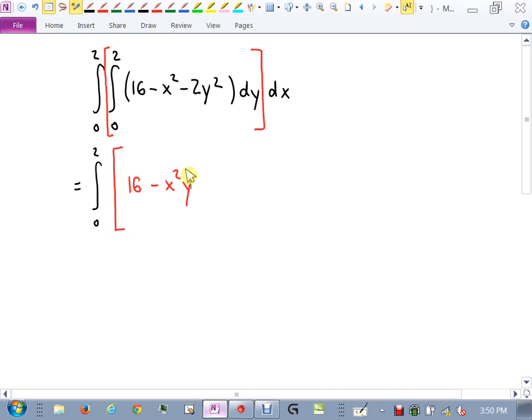What's the antiderivative of negative 2y squared with respect to y? Negative 2/3 y cubed. Agreed? Now, we want to evaluate that. So this is the notation for integration, right? We evaluate that from 0 to 2. Yes? Now, I'm going to add a little something in here.